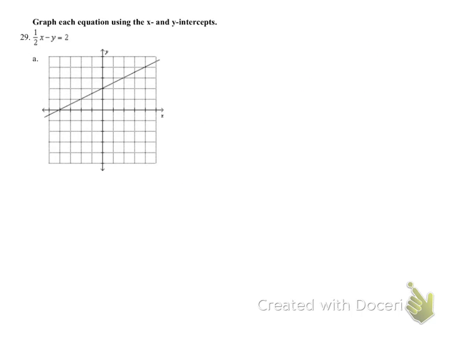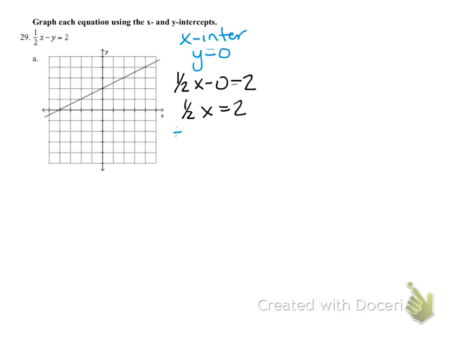All right, let's do another. Graphing using the x and y intercepts. Okay, so if you recall, to find the x-intercept, you're going to insert a y value of 0. So I've got 1/2 x minus 0 equals 2. So that's 1/2 x equals 2. I'm going to divide both sides by 1/2. That gives me x equals 4. So the x-intercept is 4.